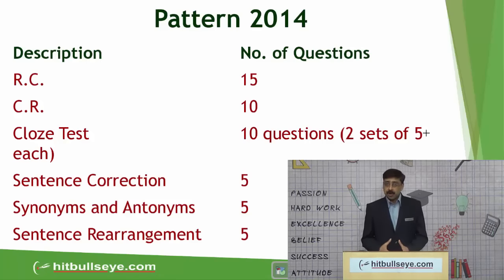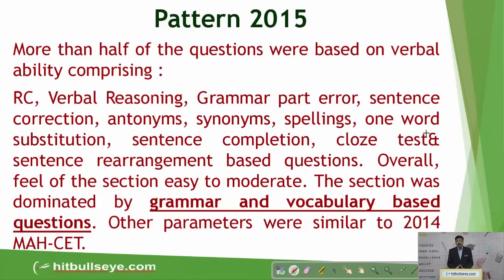Let's now move on to 2015. Things changed a little in 2015. More than half of the paper was based on verbal questions comprising reading comprehension, only 1 RC was there, verbal reasoning questions, grammar part, error based questions, sentence correction, antonyms, synonyms, spellings, etc. All in all, whatever one can think of, the types of question in the verbal section, the 2015 paper had all the types, but primarily the paper was dominated by grammar and vocabulary based questions.